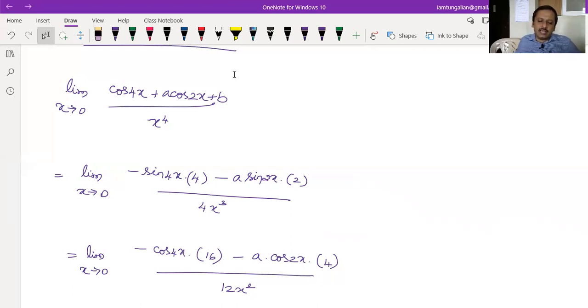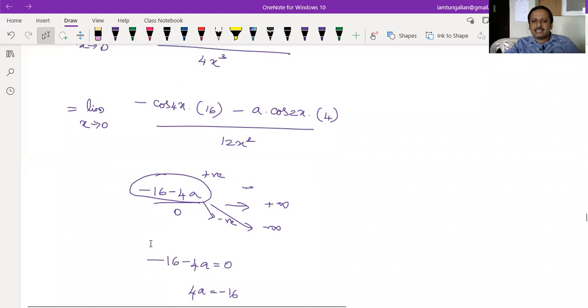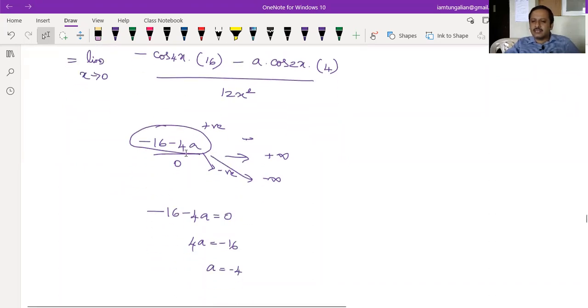Minus a into sin 2x is there, whose derivative is cos 2x into 2. Already there is a 2 sitting there, so 2 into 2 it will become 4. Divided by the derivative of 4x cube, which is 12x square. Now if we apply the limit as x tends to 0, we get cos 0, which is 1. So minus 1 into 16, minus 16 here. And this cos 0 is 1, will give you minus 4a, divided by 0. Now again the same scenario. If the numerator is positive, then it will tend to plus infinity. If the numerator is negative, it will tend to minus infinity. But given that it is finite, so it has to be 0. So minus 16 minus 4a equal to 0. From there you get 4a equal to minus 16, hence a equal to minus 4. Then substitute and simplify, I get b equal to 3.